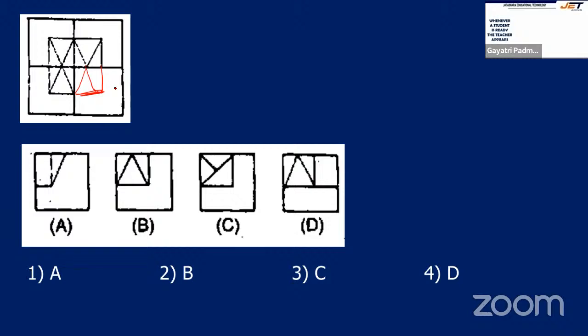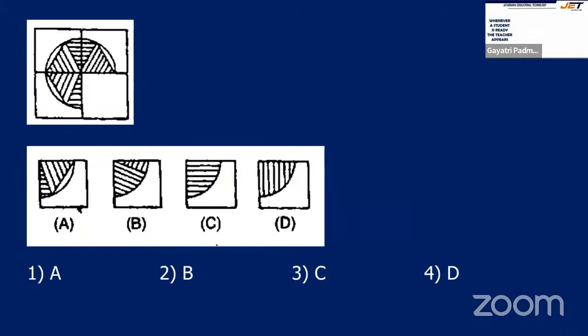So what could be the correct one? Probably B could be the correct one, right? Not C, not D, because this line is not there. And A, of course, does not fit the diagram at all. So it should be option B. Let's check. Yes, it is option B.